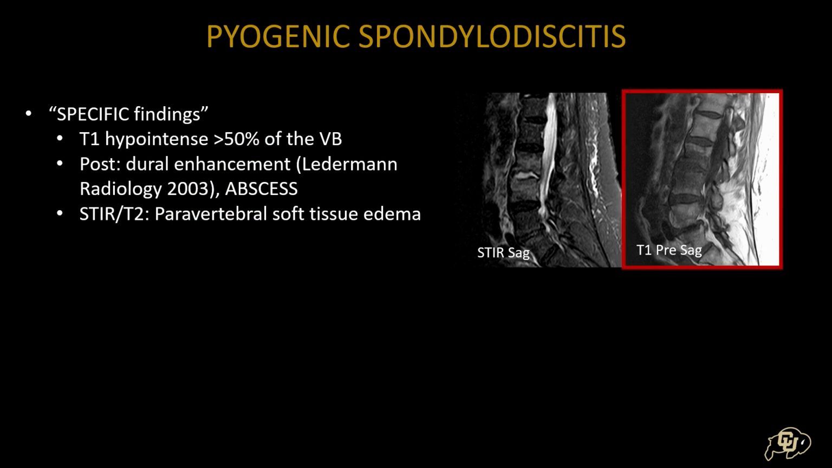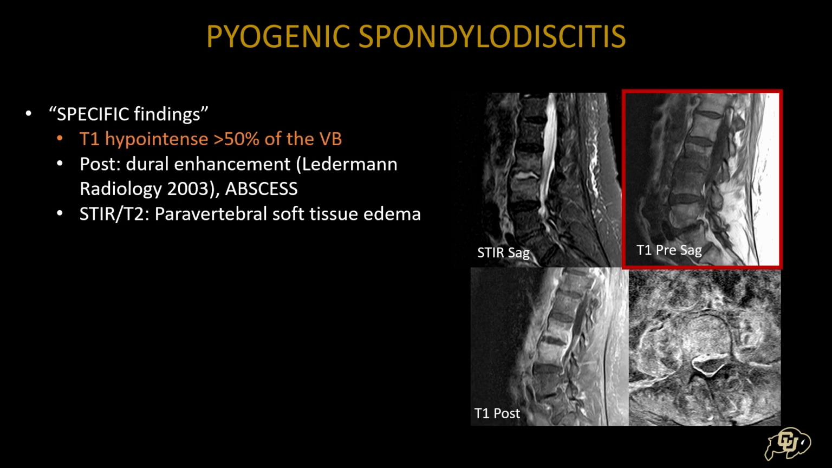So I'm going to bring things back. Let's go back to the T1. Let's look at the marrow replacement and use that to our advantage. And I use a cutoff of 50% of that vertebral body height. If I see low T1 signal involving more than 50% of that vertebral body, I'm going to be concerned about the possibility of infection. Now, the post-contrast imaging can be helpful as well.